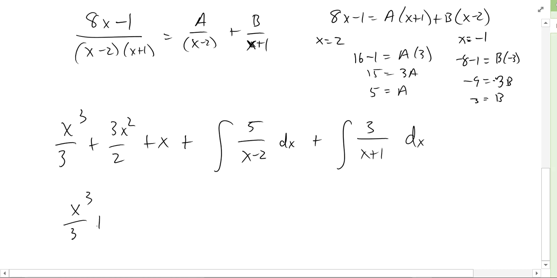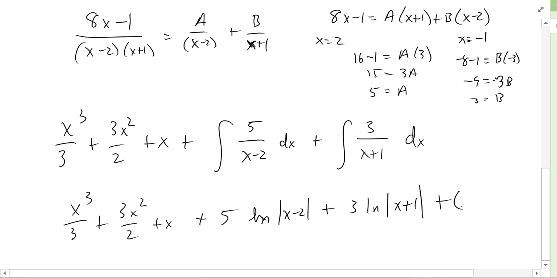x cubed over 3 plus 3x squared over 2 plus x plus 5 times the natural log of x minus 2 plus 3 times the natural log of x plus 1 plus c. All right. And that would be our antiderivative. That's our answer that we have there.